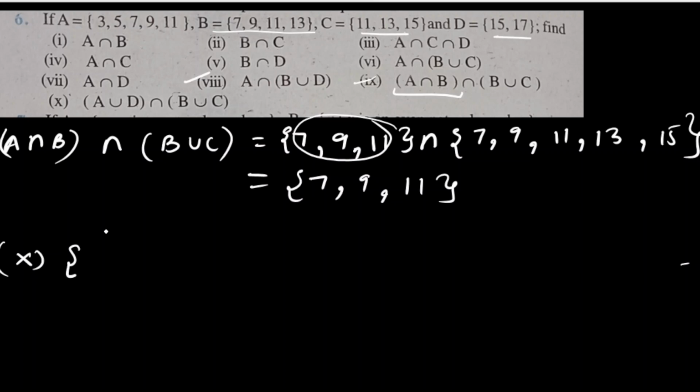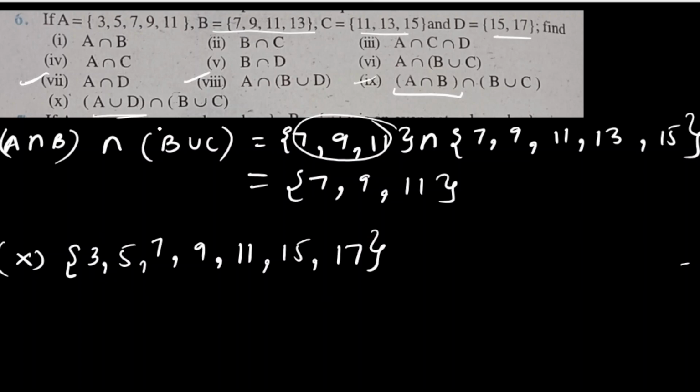Directly I'm writing A's elements. First of all, I'm writing 3, 5, 7, 9, 11 because I'm finding A union D. D is 15 and 17. So this is A union D. In the 7th part also we have done it. Its intersection we have to do with B union C. B union C we have done earlier in the 2nd part: 7, 9, 11, 13 and 15.